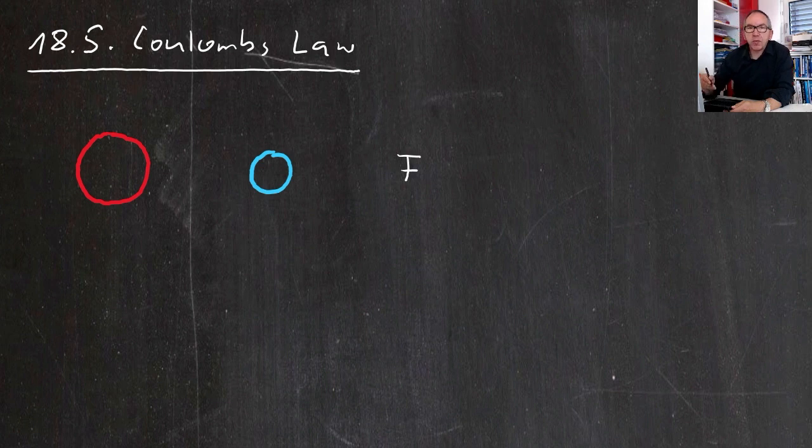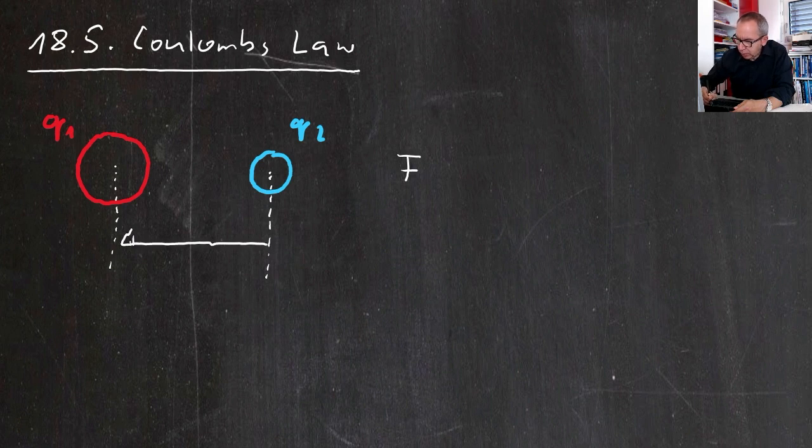Well, it makes sense to assume that it depends on the charge that this object has, Q1, and also on the charge of the other object. It also makes sense that the spacing in between these objects matters, and that's true. So we can here draw the distance from the center to the center of these two objects, and we call this distance r.